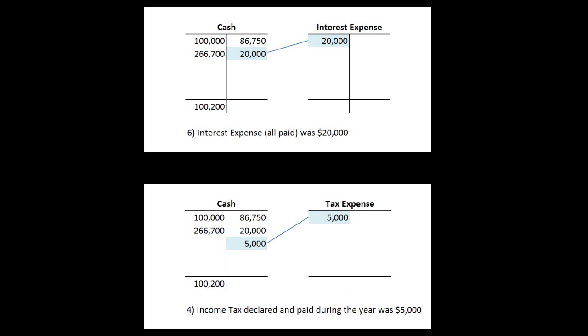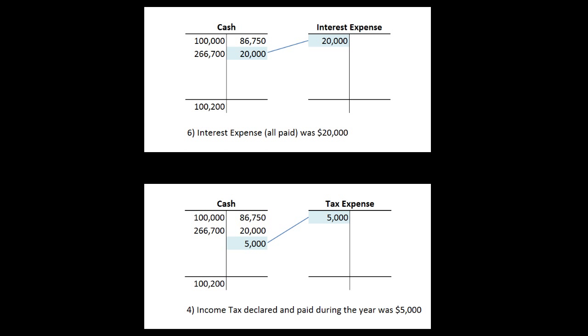What you're trying to do with this is look at all the information that you have about a particular item and use whatever is there. So we have additional information sitting here of income tax. We have income tax declared, which is probably not quite the right word, but income tax declared and paid during the year was $5,000.